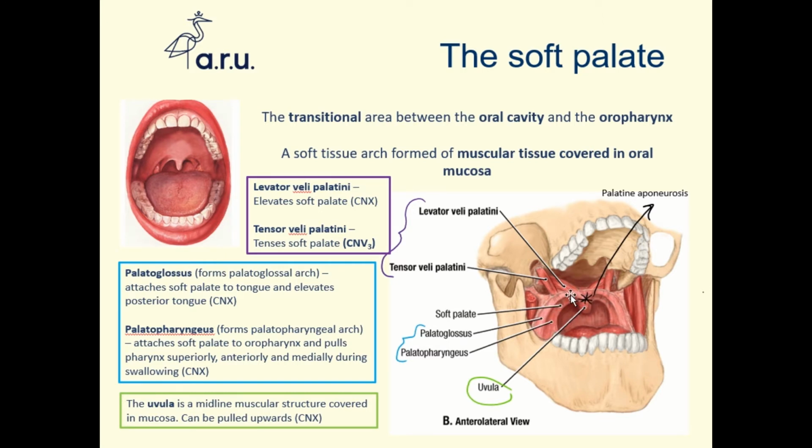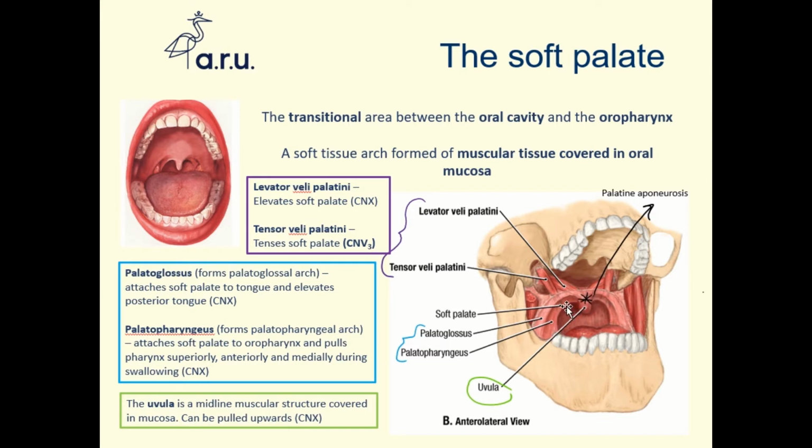The palatoglossus muscle originates from the soft palate, and it is attached to the tongue, and therefore it contributes to the elevation of the posterior part of the tongue. The palatopharyngeal arch, on the other hand, which is lying posterior to the palatoglossal arch, is formed by the palatopharyngeus muscle covered over by the oral mucosa. One more time, the palatopharyngeus muscle originates from the soft palate, and it then descends and blends with the lateral wall of the pharynx. So it basically contributes to the elevation of the pharynx as part of the swallowing process.